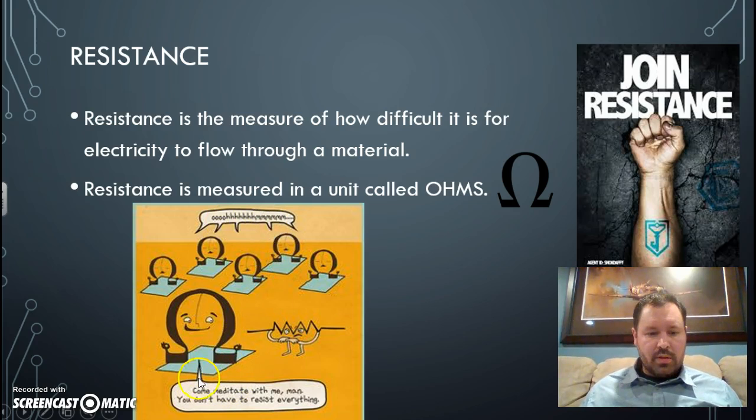By the way, this is just kind of a fun picture right here. There's all these ohms, and this guy says, "Come meditate with me, man. You don't have to resist everything," and that's kind of a sign for resistance.